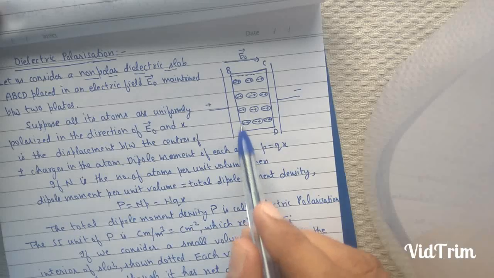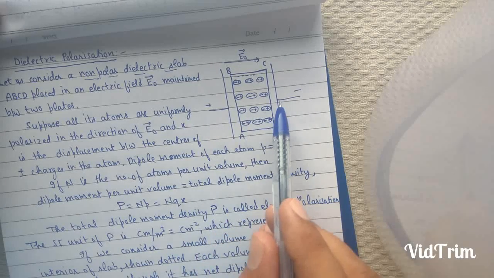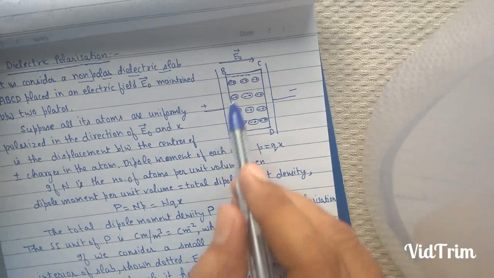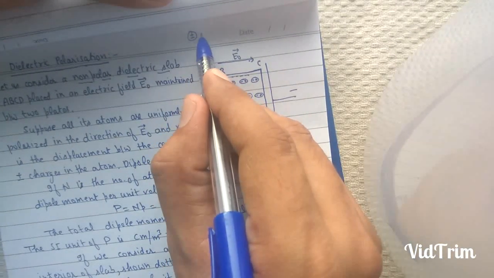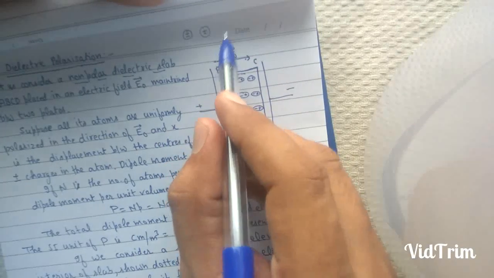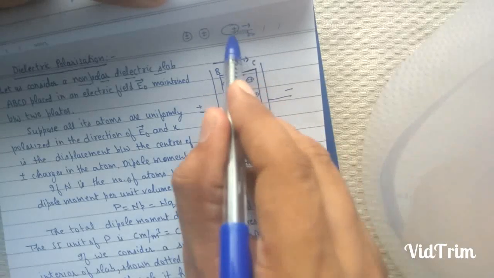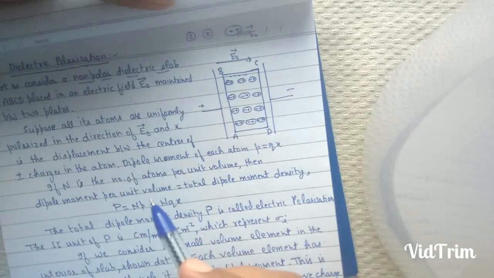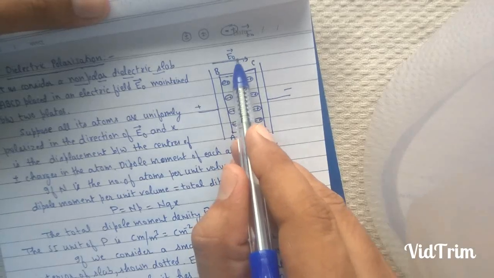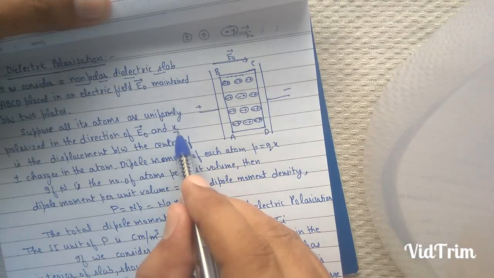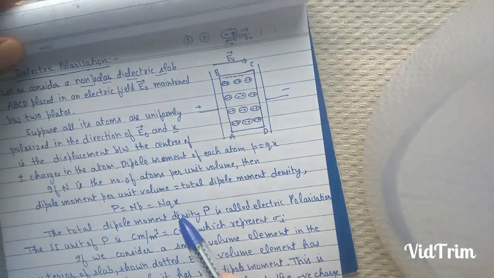Consider a non-polar dielectric slab ABCD held in an external electric field E naught maintained between two plates. Suppose all its atoms, when there was no electric field, had the centers of positive and negative charges at the same point. Now when the external electric field is applied, the center of positive charge is pulled in the direction of E naught and the center of negative charge is pulled in a direction opposite to E naught. Therefore, suppose all its atoms are uniformly polarized in the direction of E naught and x is the distance between centers of positive and negative charges in an atom.